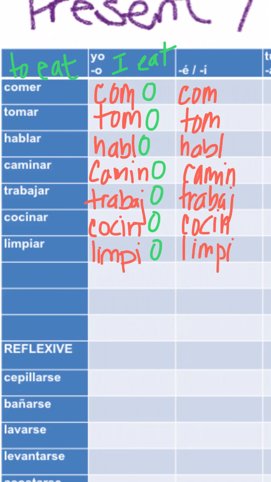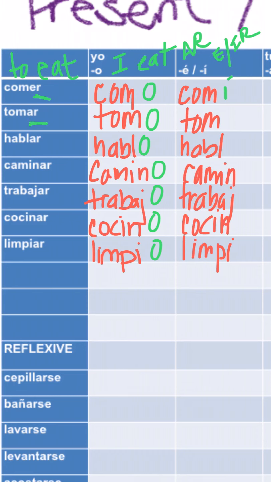Okay. I want to be able to say I ate, or I want to be able to ask you if you ate. So that's why we're doing this in the past also. So comer is an ER verb. So we have two different options here. We know the first option is going to be AR. The second option is going to be E or IR. So comer is going to get an I with an accent, and it becomes comí.